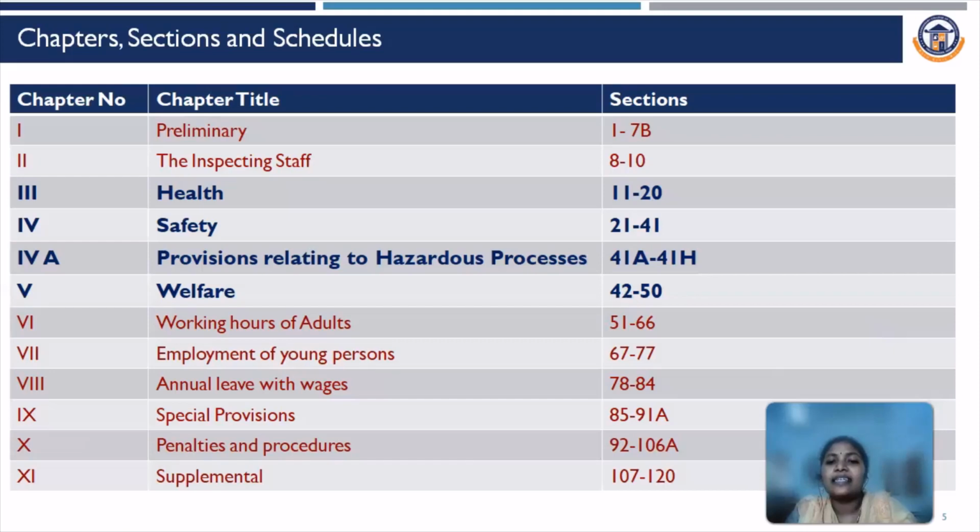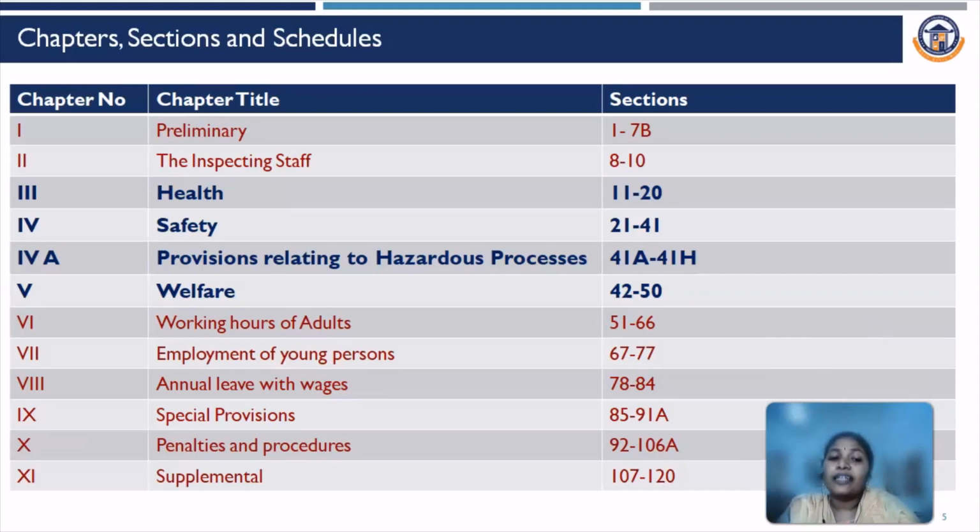And chapter 6 is working hours of adults. So sections 51 to 66 cover the working hours of adults. Chapter 7 covers employment of young persons, where sections 67 to 77 are covered under this particular chapter. And chapter 8 is annual leaves with wages. Sections 78 to 84 are covered under this chapter. Whereas Chapter 9 covers the special provisions under this particular act. Sections 85 to 91a are dealt with in this particular chapter.